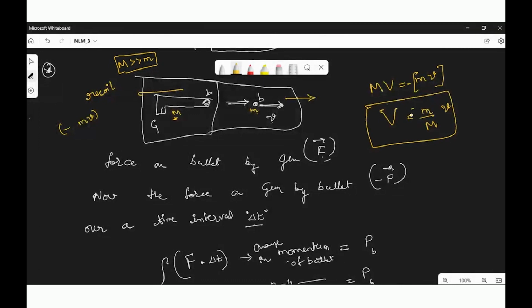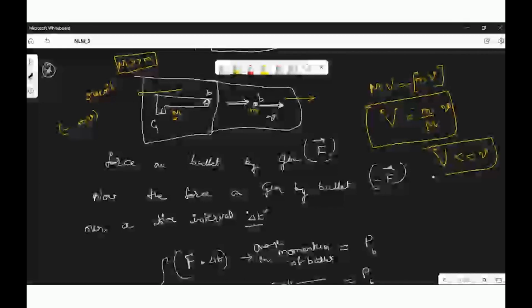Here m is very small. A bullet is not a kg in weight, some grams will be there. And the gun is quite heavy compared to this. Maybe half a kg or so, I'm just taking randomly. But it is some small value by a large value. Clearly, your capital V will be smaller than small v. Do you agree? So this can also be called the recoil velocity.